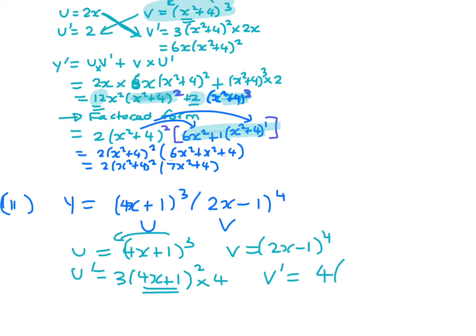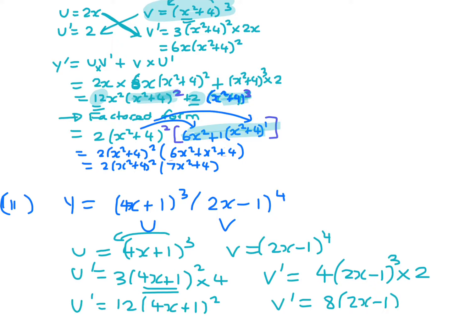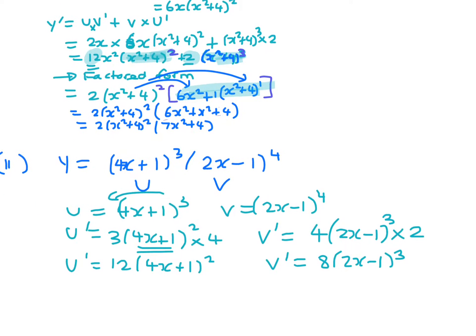v dash here is bring the 4 down the front, take 1 away from the indices, 3, times the derivative of inside, and you get 2. So 3 times 4 is 12, so you get (4x plus 1) to the 2. And 2 times 4 is 8, so you get (2x minus 1) to the 3.